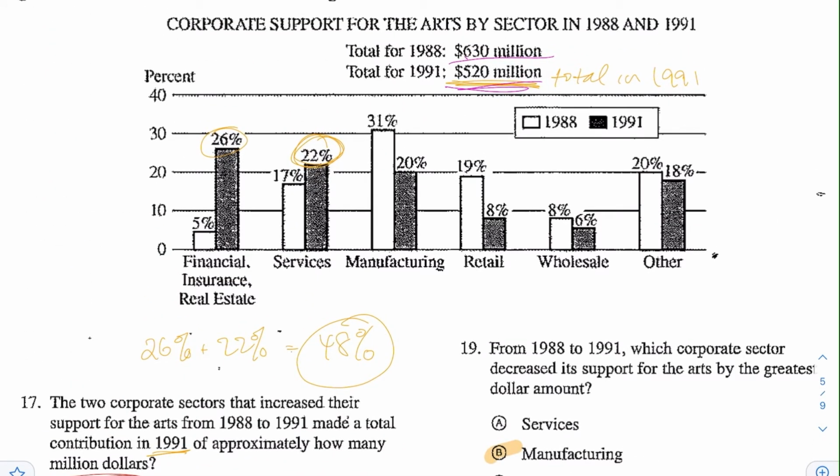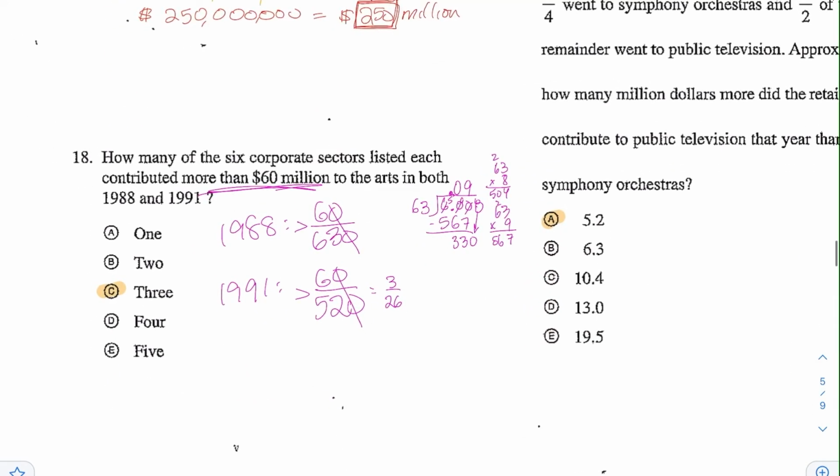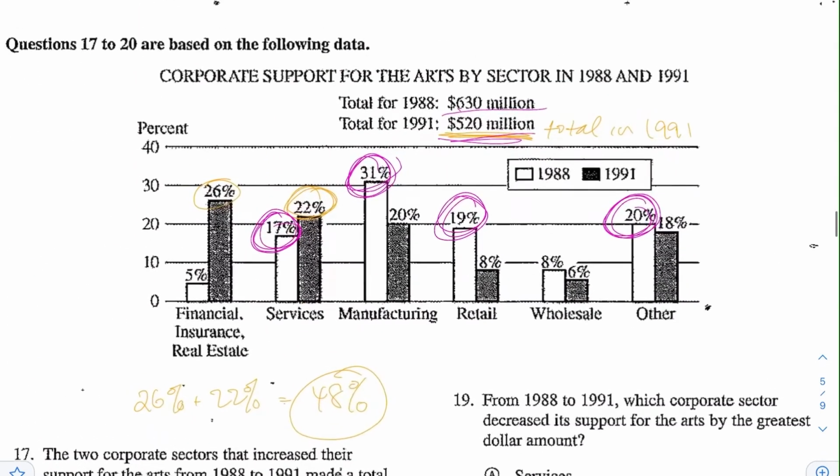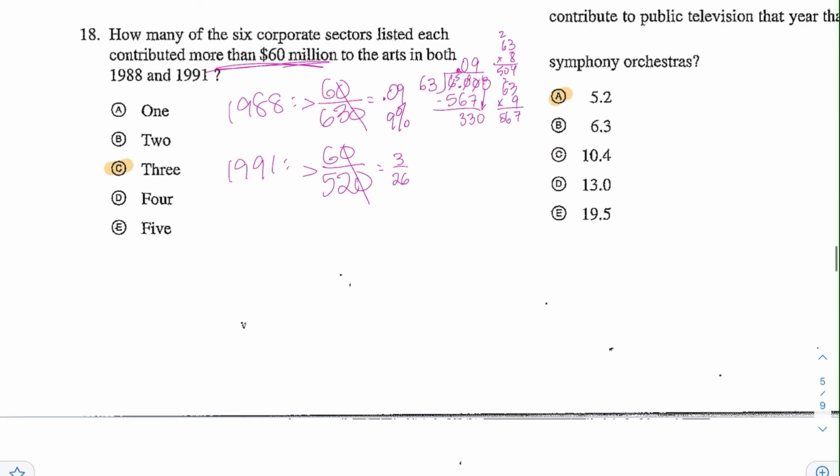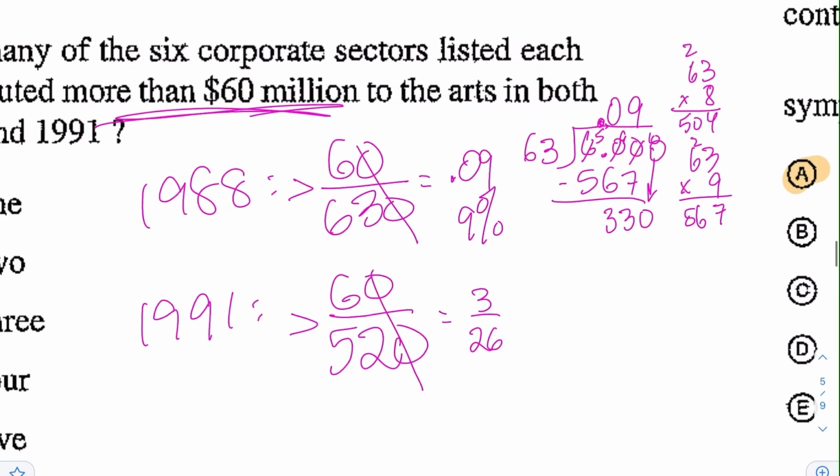And we see that for 1988, the white boxes, you have 17, 31, 19, and 20 to be more than 9%. So you want something greater than 0.09 or 9%. And you have 1, 2, 3, 4 from 1988 that were greater than the 60 million. But then you also want to figure out for 1991, this 3 over 26, so you need it for both.